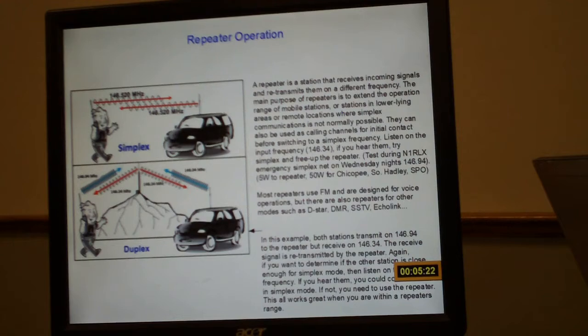Most repeaters use the FM mode, but depending on the repeater, they may also have DMR, D-Star, Slow Scan TV, Echo Link, but it all depends on the repeater itself. And that is judged by the owner.